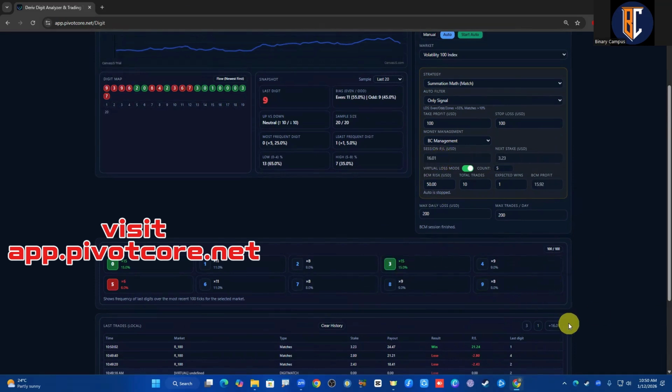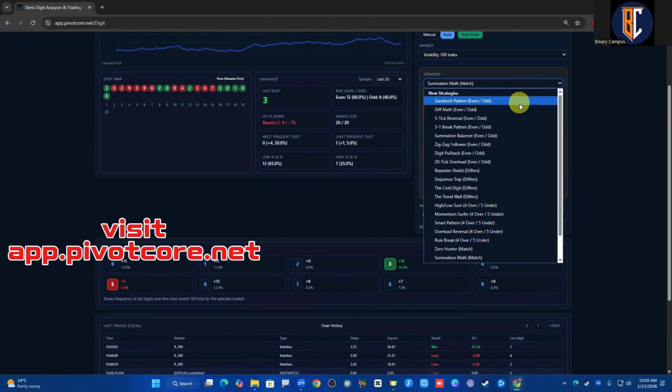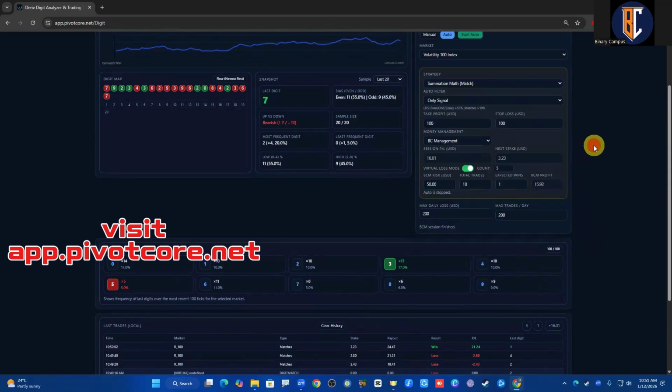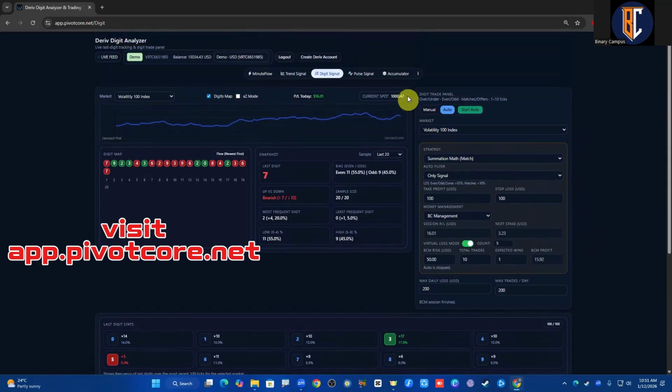When you run this digit matcher strategy on Pivotcore, you get access to a visual interface that simplifies the entire process. You don't need to be a programmer. Pivotcore handles the heavy lifting of the virtual loss calculation instantly. It monitors the ticks faster than a human ever could and executes the entry with 0 latency.